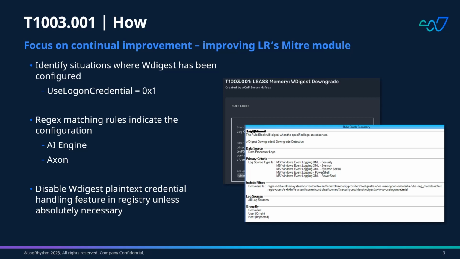LogRhythm generally recommends disabling WDigest's plaintext credential handling feature unless needed by changing the registry value from a 1 to a 0. If you want more information about how to enable these rules within your LogRhythm deployment, the link in the description will take you to our community page where you can read more about the rules, download them and then import them into your platform. Alternatively, please reach out to your line sales engineer or Copilot and they'll be happy to assist you.